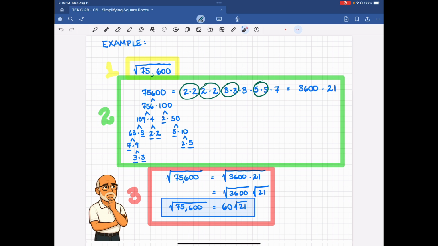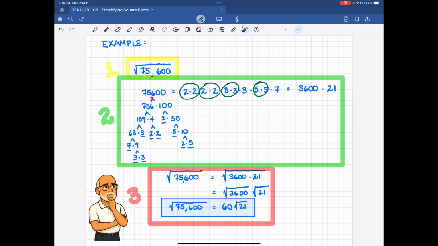Let's look at another example where the number is a lot larger. So here we have the square root of 75,600. Now, don't let that scare you because we're going to follow that same process. It's just a bigger number. And so I take my 75,600 and I want to break it into its prime factors. In order to do that, I do a factor tree.